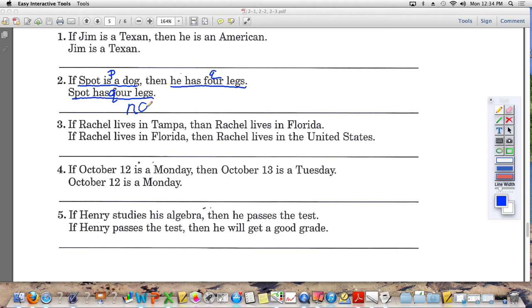Now, I like to use this example because this one always gets a little bit confusing for students when, obviously, if Spot has 4 legs, when they said right above that if he's a dog, he has 4 legs, well, obviously Spot's a dog. But the example that I like to use is this.